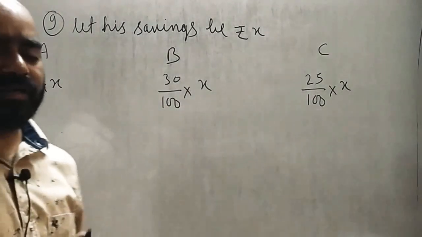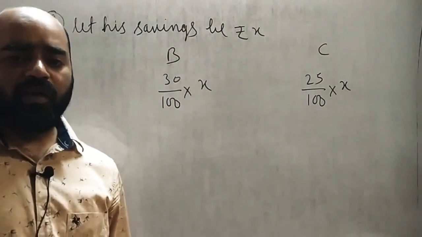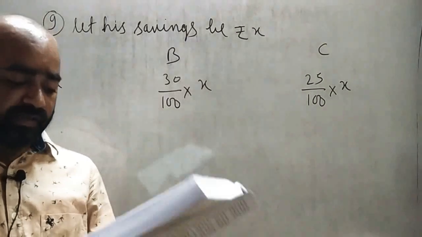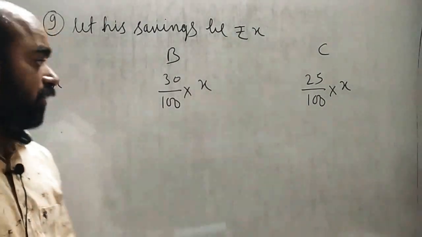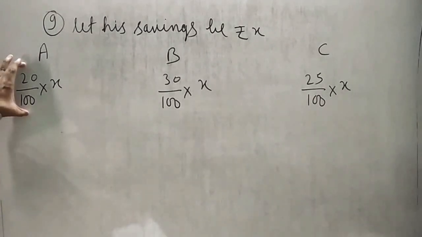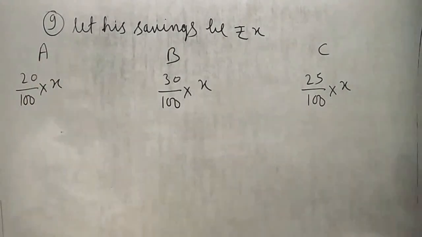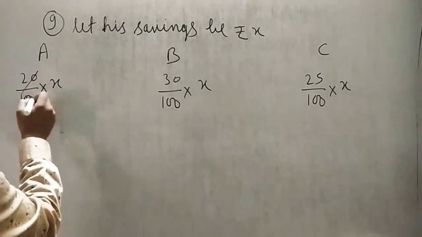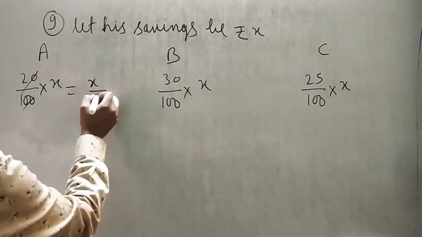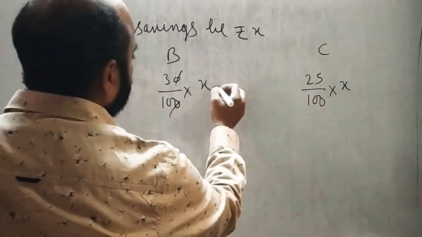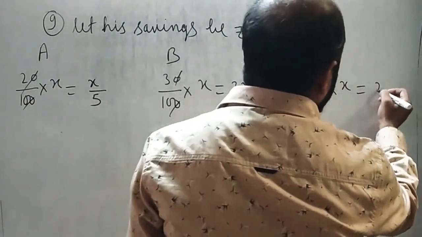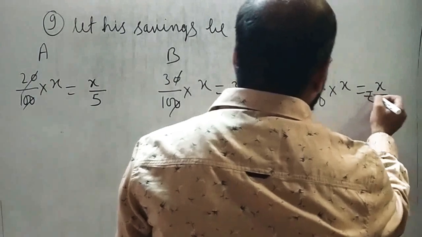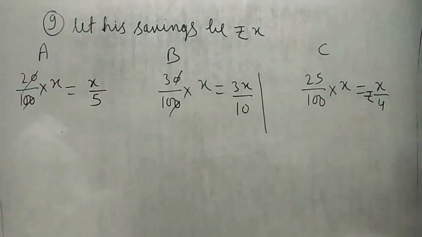at par values. At par values means face value and market value both are same, and if nothing is mentioned we will take both as rupees 100. So we are having this investment amount. So you can simplify also. That will give X upon 5. This will give 3x by 10. This will give x by 4. So these are the investment amounts.